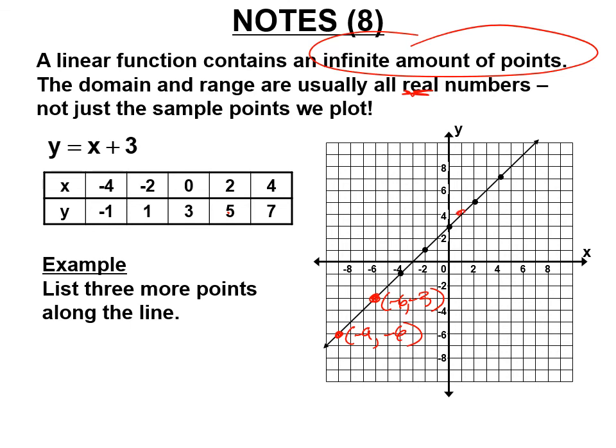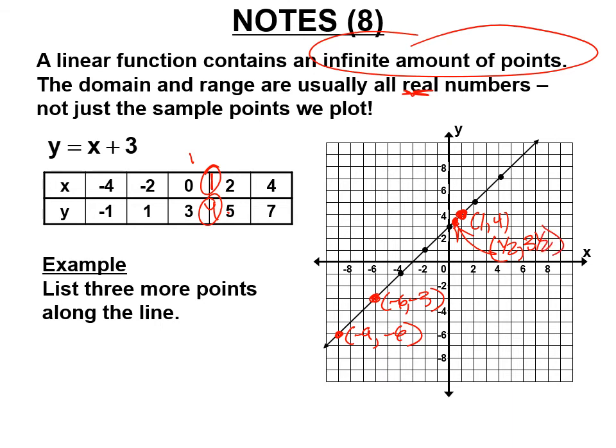Here's another one. Here's 1, 4, right? X is 1 wasn't in the table, but it's a point on the line. There's also a point right there at 1/2, right? X is 1/2, right about there. And if you follow that pattern, I think X is 1/2, Y is 3.5. That's a point on the line.